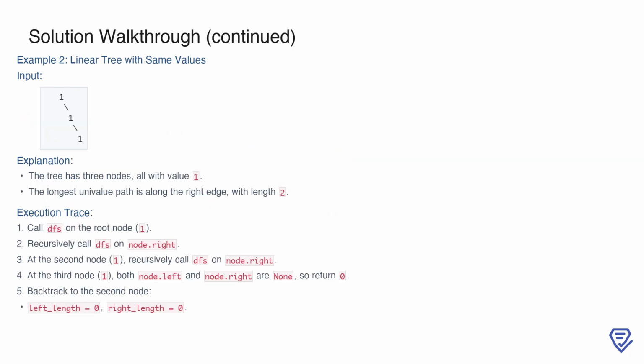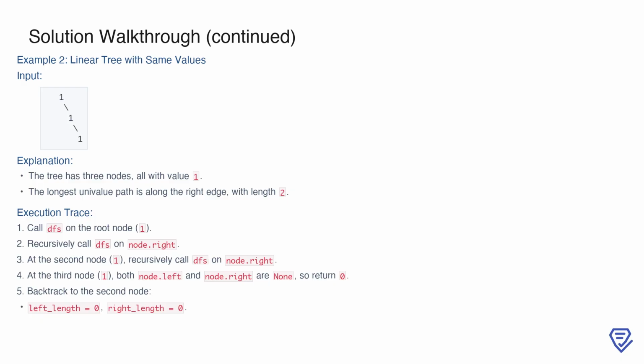Now let's consider a linear tree where all nodes have the same value of 1. This tree has 3 nodes connected in a single line, and the longest Univalue path spans the two edges connecting the nodes, yielding a length of 2. To compute this, the DFS function is first called on the root node. From there, the recursion proceeds down the right child nodes.